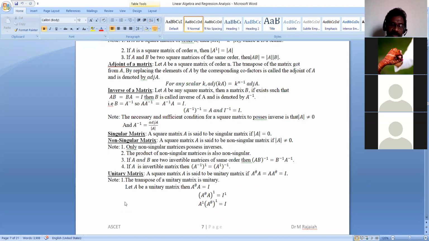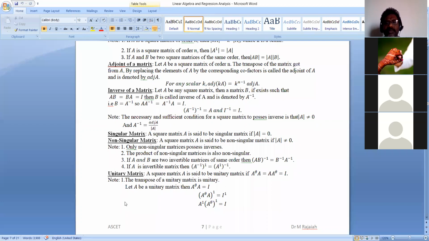This is one type of orthogonal matrix, one type of matrix which is applicable for a complex matrix, that is called a unitary matrix. A square matrix capital A is said to be a unitary matrix if A^θ A = A A^θ = I, the identity matrix. Then that matrix A is said to be unitary.